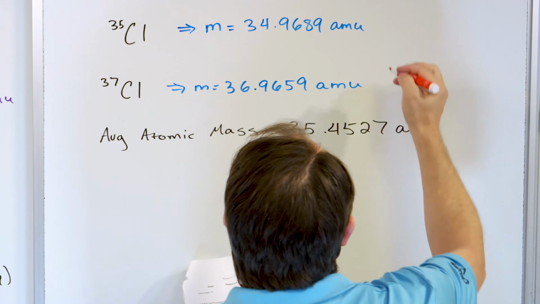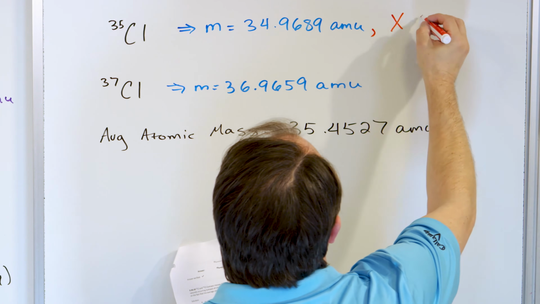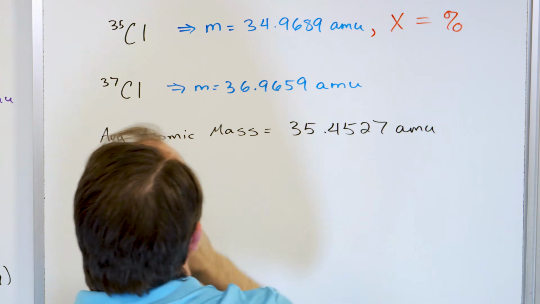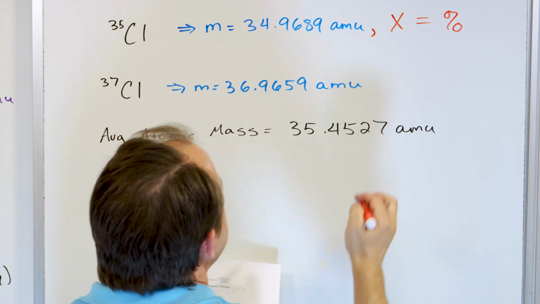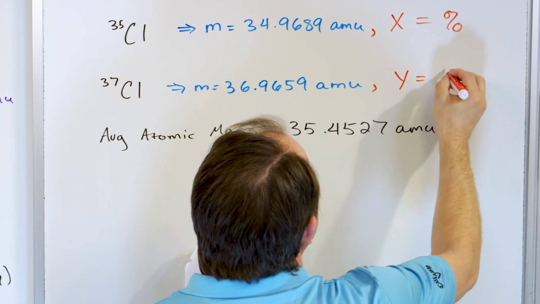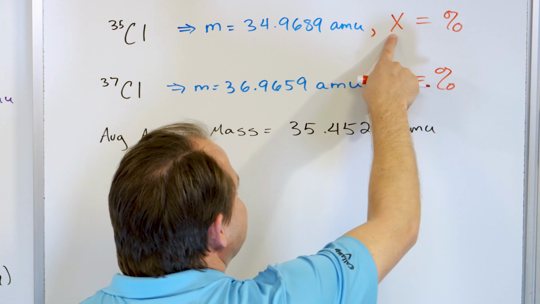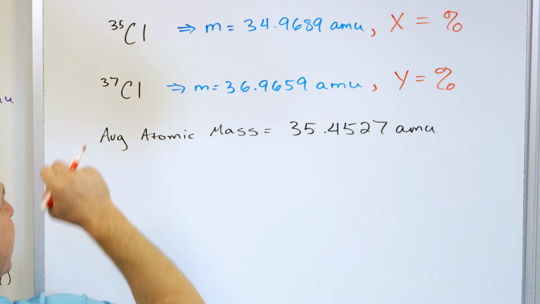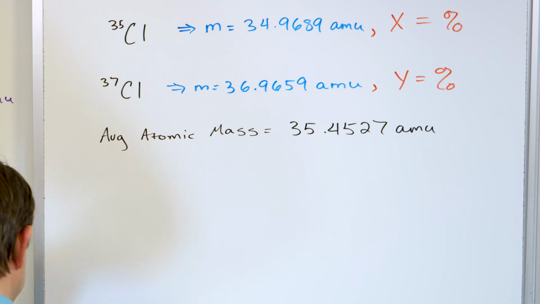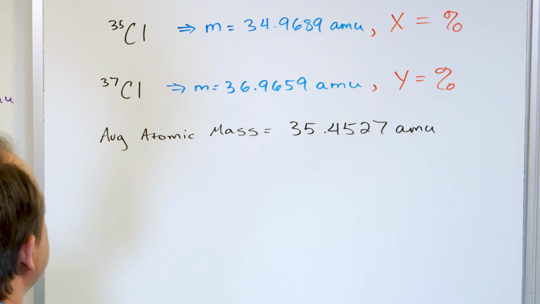So what I'm going to do is I'm going to represent X to be the percent abundance of this, just the letter X, the capital X, and I'm going to use the letter Y to be the percent abundance of this isotope, for isotope 37. All right? So whatever I get for X, that's going to be related to the percentage for the fractional abundance, and whatever I get for Y is going to be there. Now let's see if we can write this down in a way that makes sense.